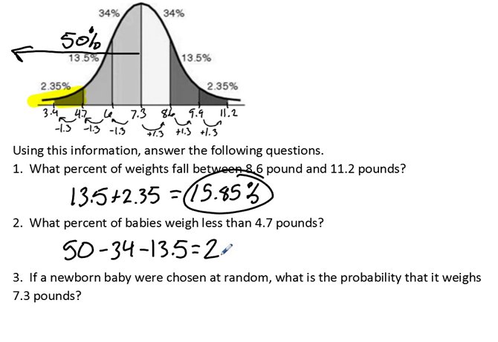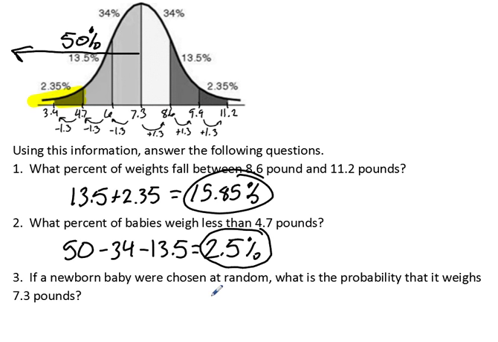I end up with 2.5%, which is a percentage we did talk about on the last screen. So 2.5% of all babies will be born weighing less than 4.7 pounds.